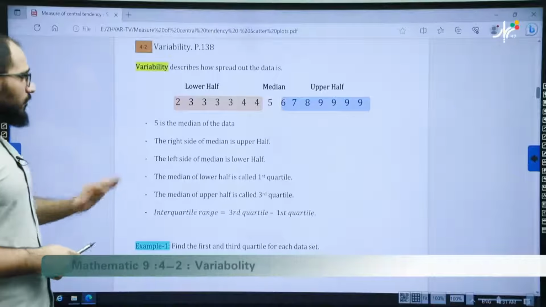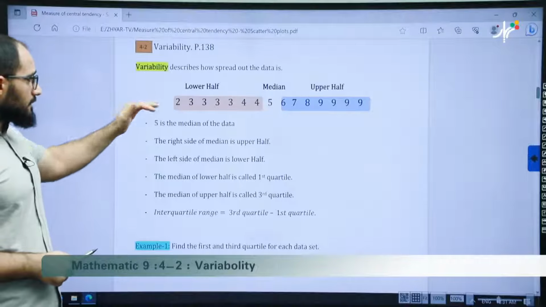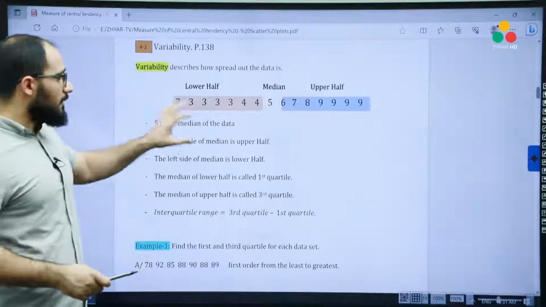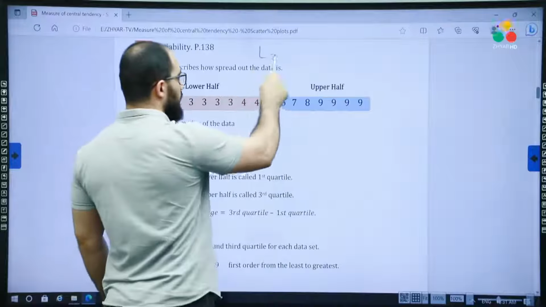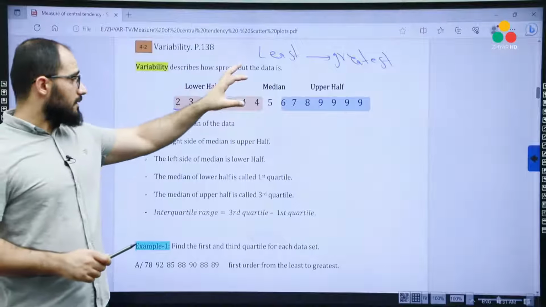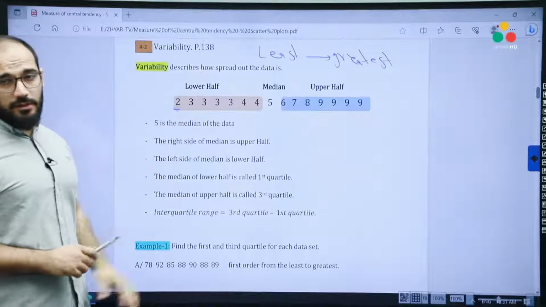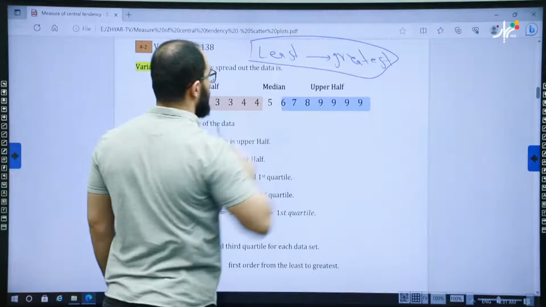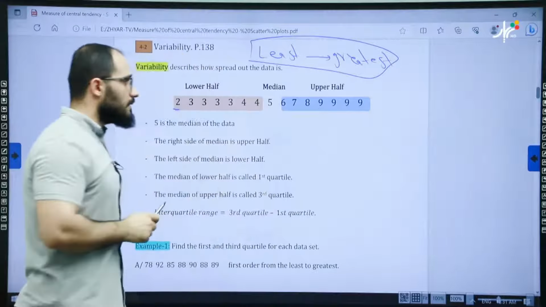In this subject, it's very important to know that you have to order the data from least to greatest. Please be careful. We cannot order them from greatest to least. It's only from least to greatest. If you order from greatest to least, you will get a wrong answer. That's why you have to be careful. The first step is ordering the numbers from least to greatest.